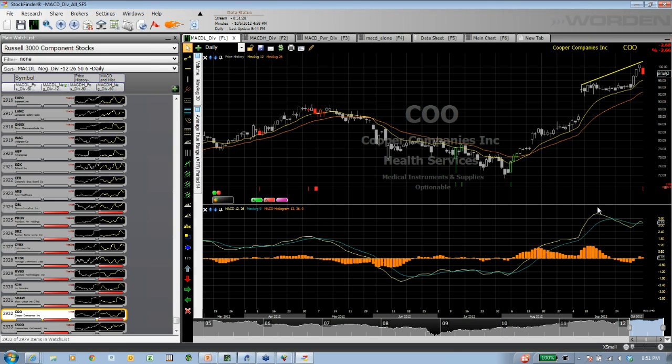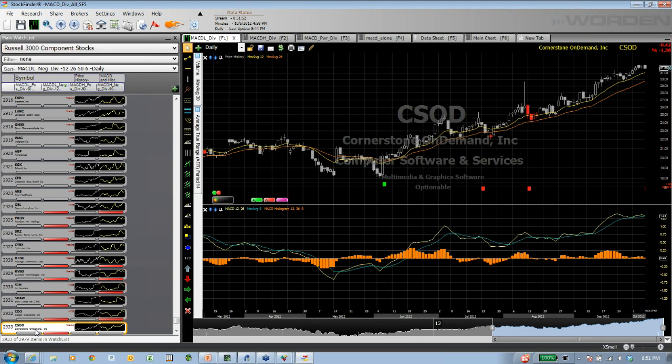The stock does this. Whoops, I don't want to touch that. Let me go back to here. At the same time, their MACD does that. That's a divergence, and I have found that the MACD divergence is a leading indicator, and this might be one that I might want to consider for shorting.